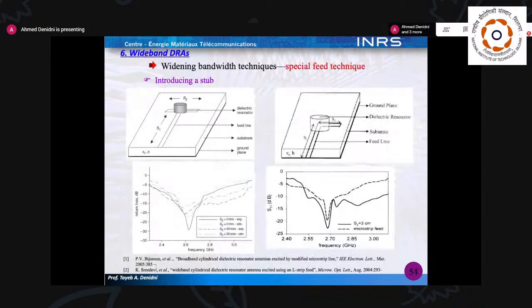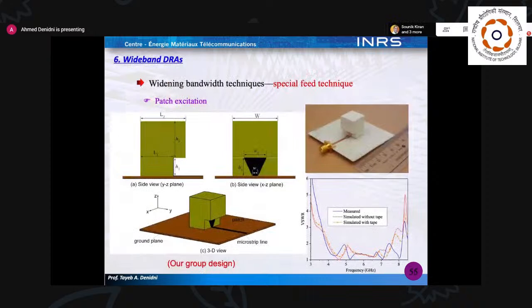Another technique also for widening the bandwidth, but in this way, we can use some specific feeding. And here we can see, we use this cross, or we can use this L shape to achieve wide bandwidth, and we can generate a broadband operation by just selecting the right feeding. Now, last but not least, the widening bandwidth technique with some special feeding.